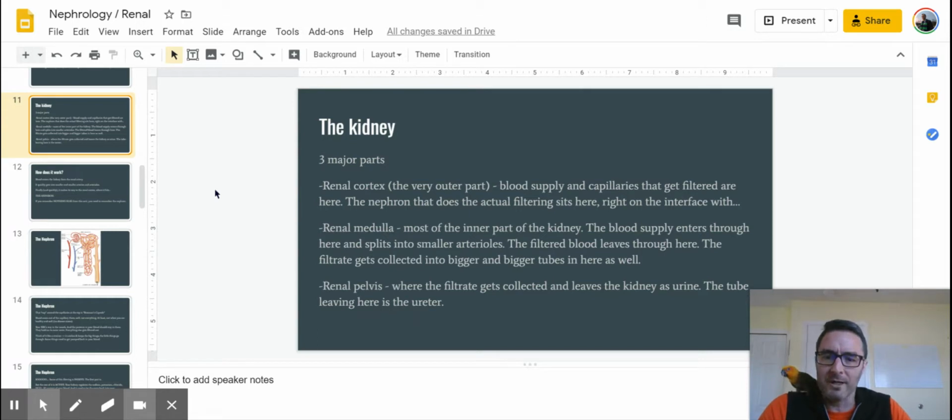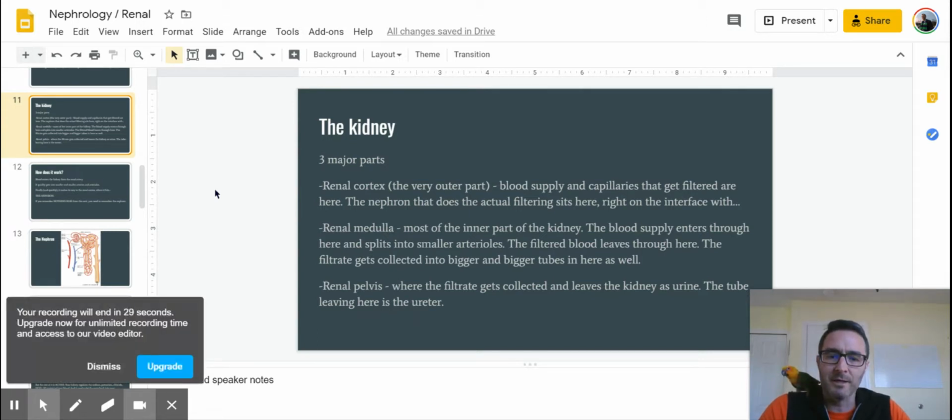The renal medulla has, as the more inner part of the kidney, the blood supply passes through there, and the filtered blood leaves through there, and the filtrate gets collected into bigger and bigger tubes in the renal medulla as well. And so there's a lot of stuff entering and leaving through the medulla, and the renal pelvis is where the filtrate gets collected and leaves the kidneys as urine. And the tube that actually leaves the renal pelvis is your ureter.